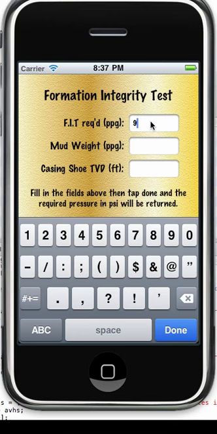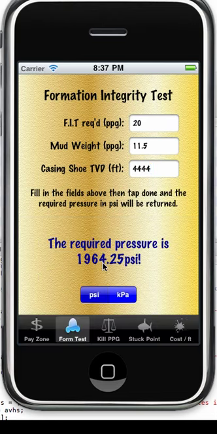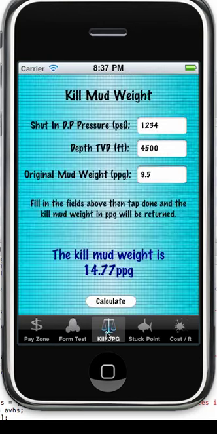Let's say we want to test the formation to 20 pounds per gallon. The mud weight we have at the moment is, say, 11.5, and the casing shoe is at 4,444 feet. Okay, we're going to have to increase the pressure to 1964 psi, and you can toggle here to SI units, kPa, so 13,500.